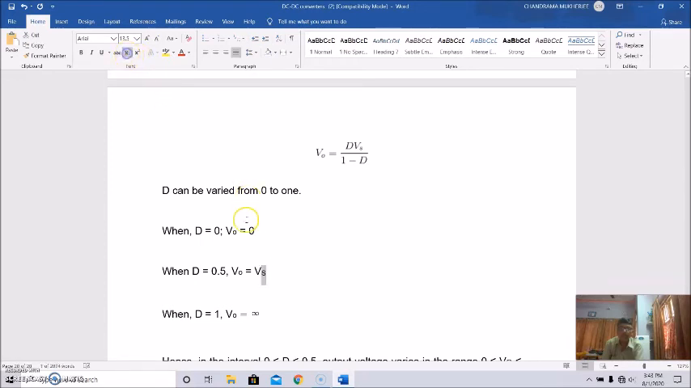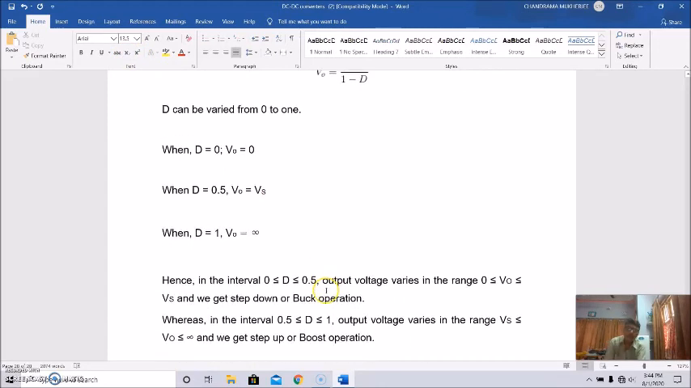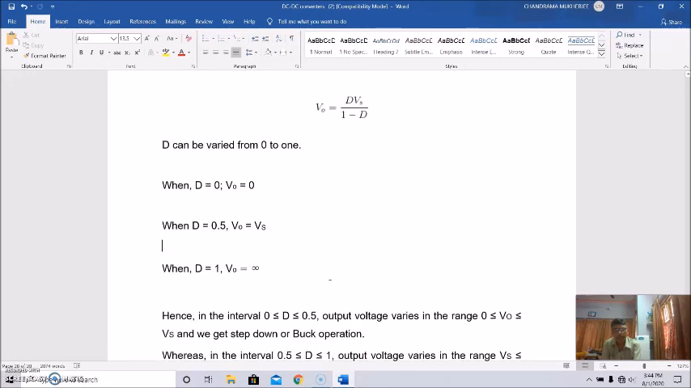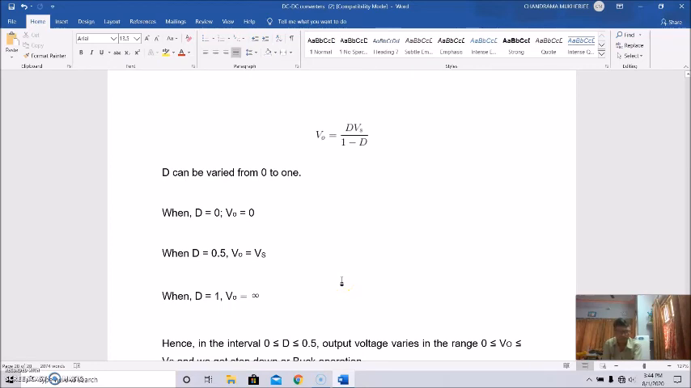Okay, output voltage will be infinity. Clear? So hence in the interval D from 0 to 0.5, output voltage varies in the range of 0 to source voltage, and we get step down or buck operations. Whereas in the interval D equal to 0.5 to 1, output voltage varies in the range of Vs, that is source voltage, to infinity. So as a result, we get the step up or boost operations. So that is why it is called buck boost, step up, step down. Clear? Buck boost chopper.